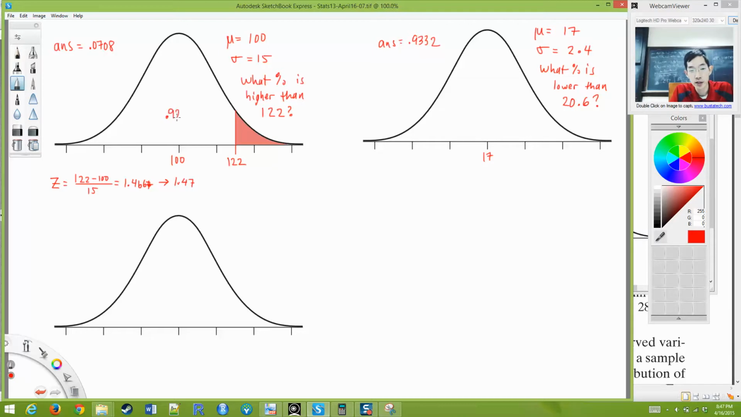So the table tells us that the area over here is 0.9292, and so the area to the right over here is going to be 1 minus 0.9292. Okay, and so our answer would be 0.0708, or as a percentage, 7.08%. Okay. Alternatively, if you want to just look up negative 1.47 and find the area to the left of negative 1.47 because it's symmetric, you would get 0.0708.